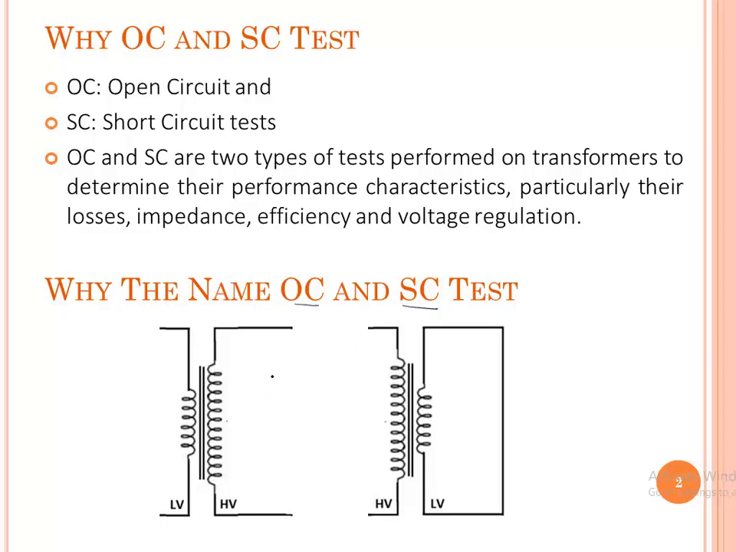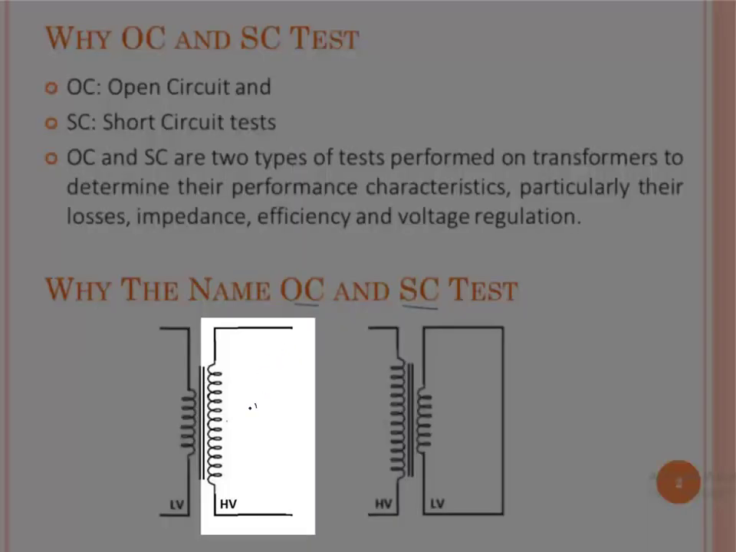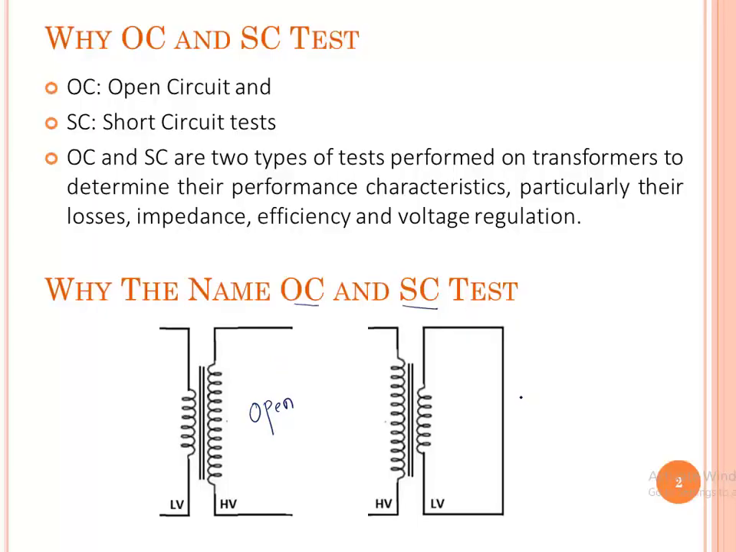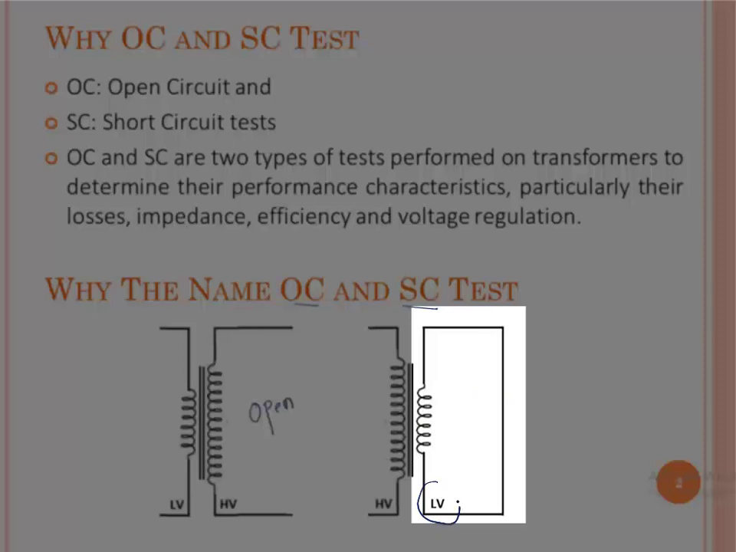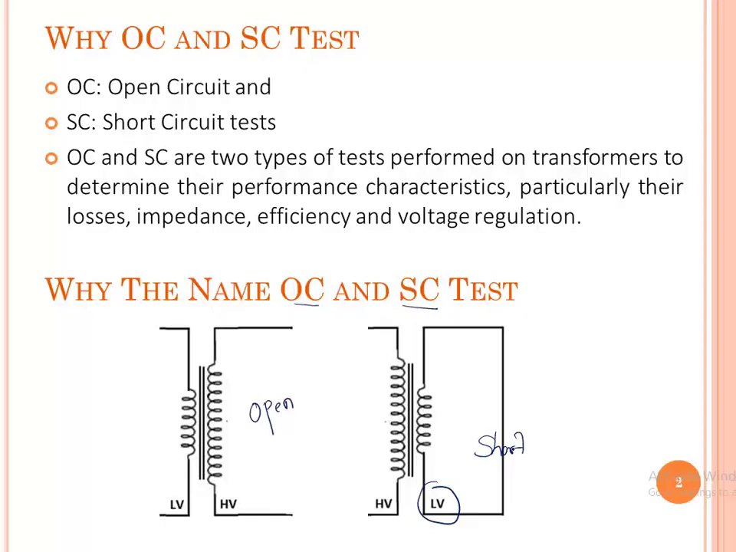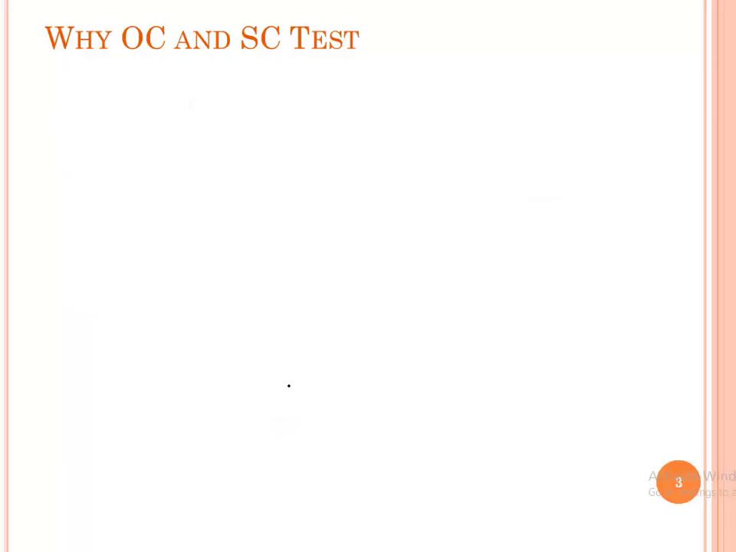During OC test, the secondary of the transformer is kept open, hence the name open circuit test. During the short circuit test, the LV of the transformer is short circuited, hence the name short circuit test. Why are OC and SC tests performed?